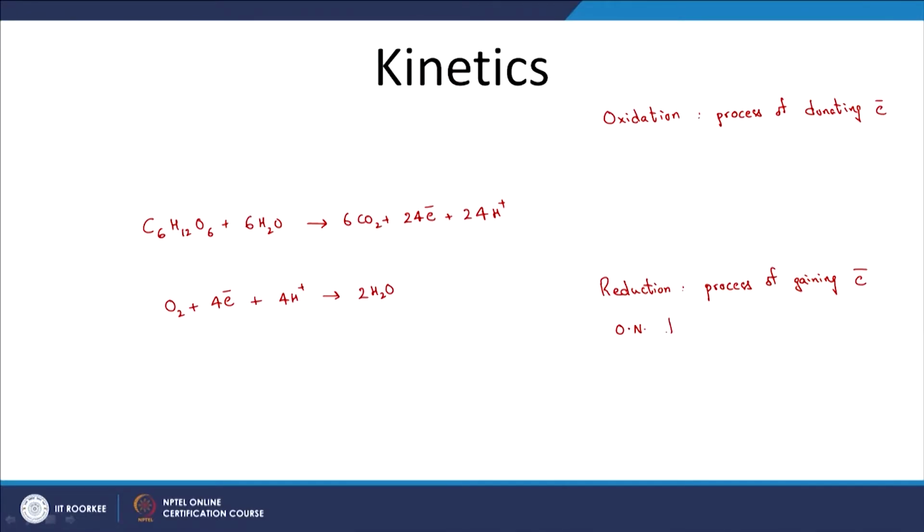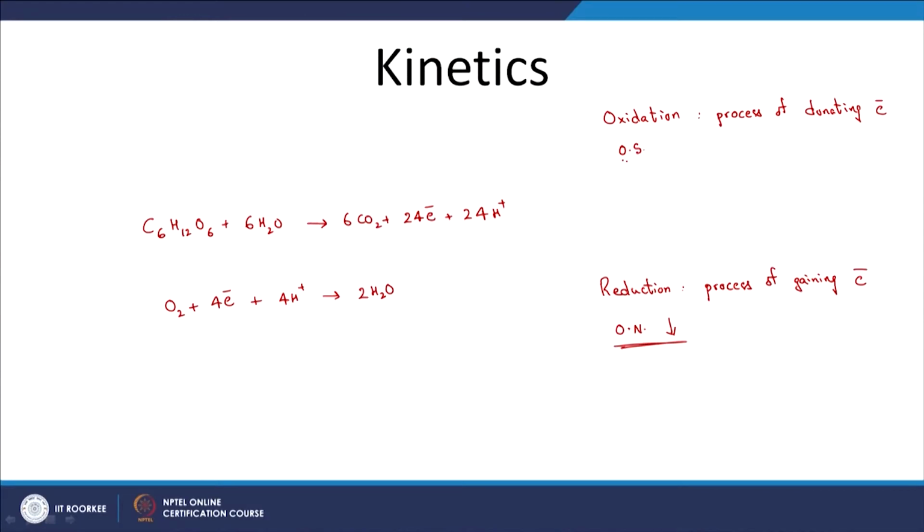By accepting the electron, what would you expect with respect to the change in the oxidation state or oxidation number of the relevant atom? You are gaining the electron, so the oxidation number is going to be reduced, or decrease. If you are donating the electron, the oxidation state of the relevant atom is going to increase.